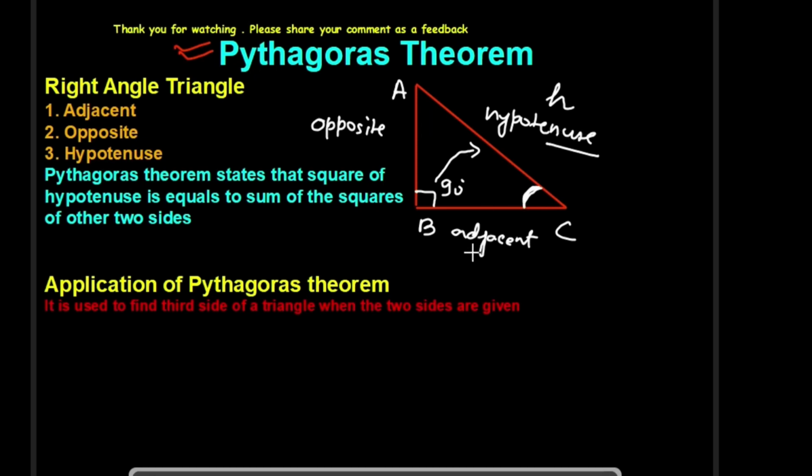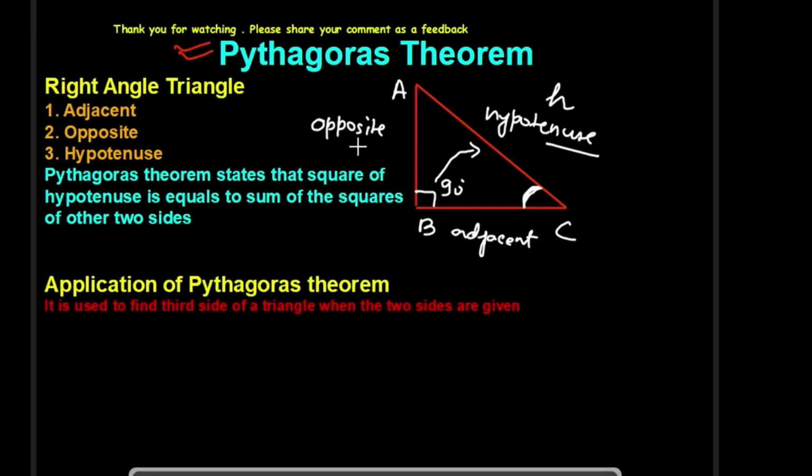We need to identify what is the hypotenuse, adjacent and opposite. Adjacent is always adjacent to the angle. Suppose in another question I take angle A, in that scenario the adjacent will be AB, and the opposite, which is opposite to angle A, will be BC. This way we can change the adjacent and opposite as per the question. The hypotenuse is always opposite to the 90. So if we know these three, there is a relation between the three sides in the Pythagoras theorem.